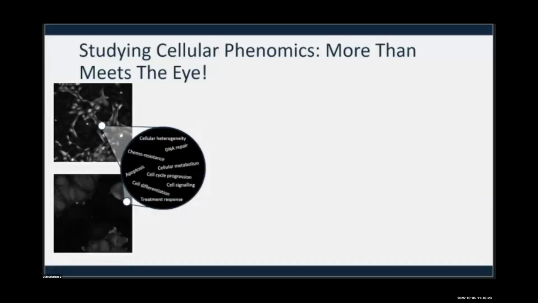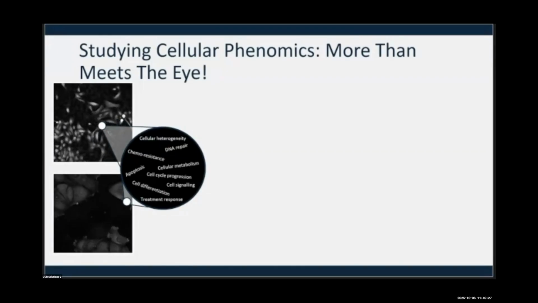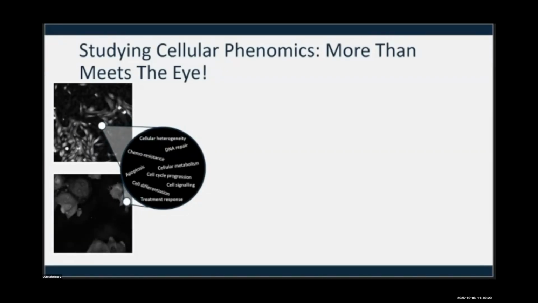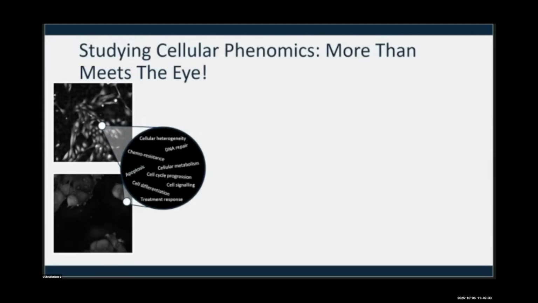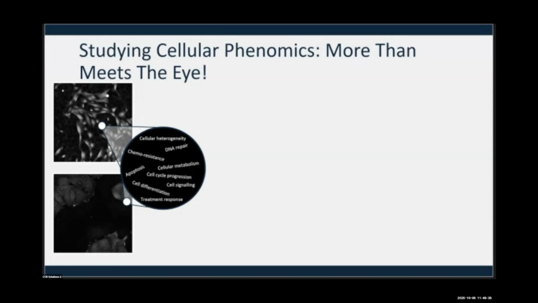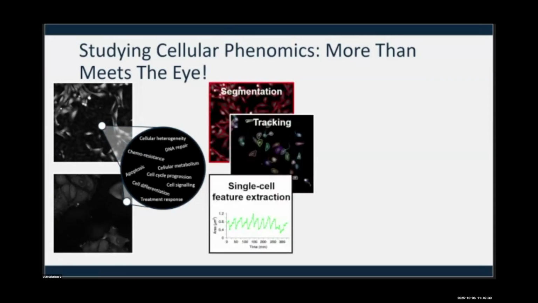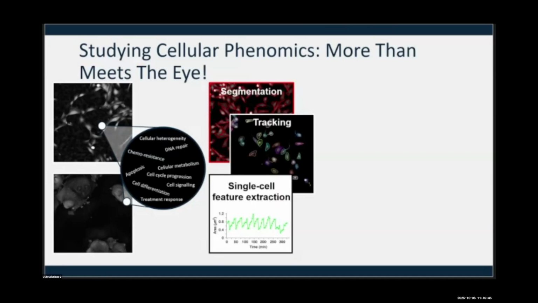So there's a lot more than meets the eye: how our cells move around the surface, how they interact with each other, how quickly they divide, and their size, shape, and texture can be very informative about the biological processes that are occurring in these cells. It might even help us identify cells that are going to respond to chemotherapy or be resistant. With the advent of machine learning, segmentation, tracking, and single-cell feature extraction has become quite customary now in bioimage analysis.